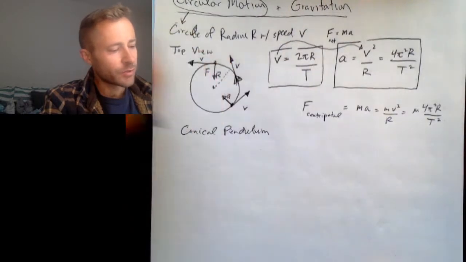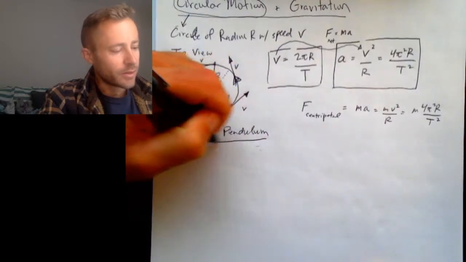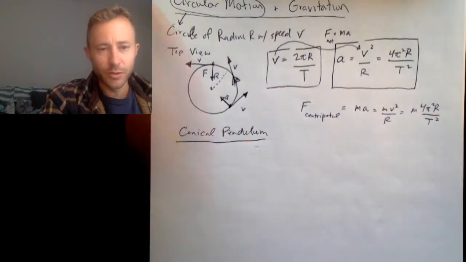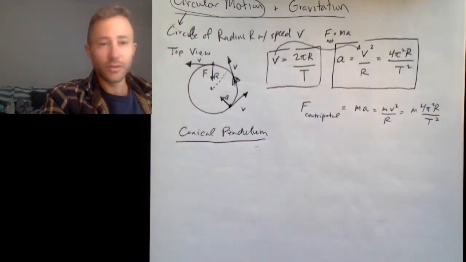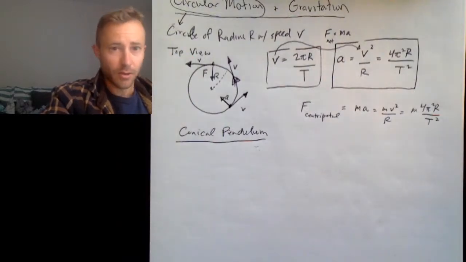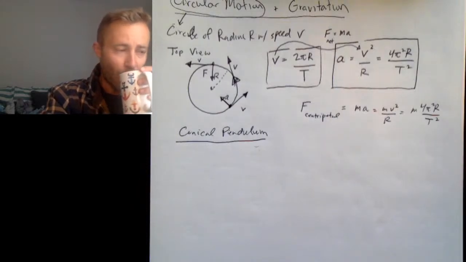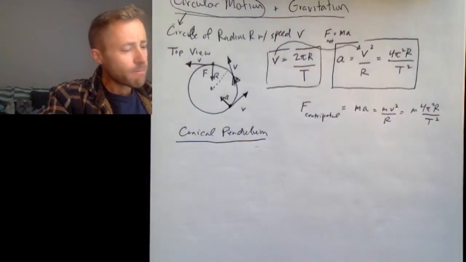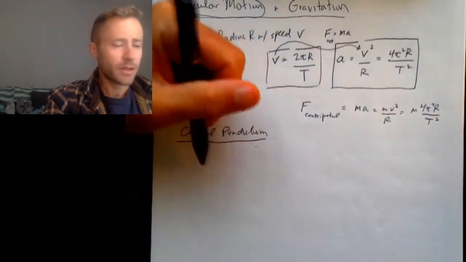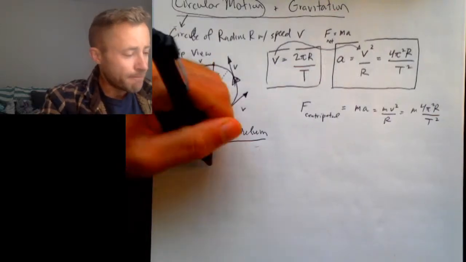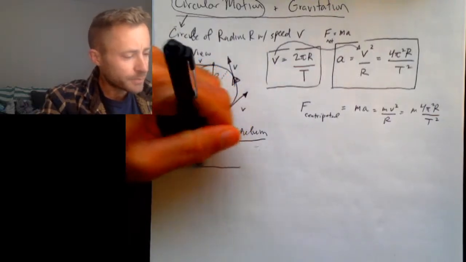Okay, so this is an experiment that is very common. If we were going to do an experiment for circular motion, this would probably be the one, because it's really tough to do circular motion experiments. So a conical pendulum, if you look at it sort of from the side, it looks like this.